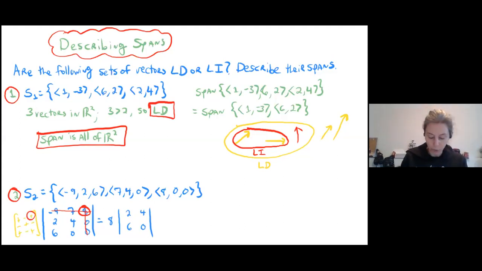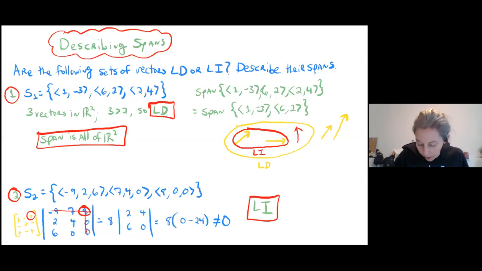Okay, now a 2 by 2 is really straightforward. So this is equal to 8 times (0 minus 24). This does not equal 0. That's the only thing that's important to me. The determinant is not 0, which means that this would reduce to I. There would be a pivot in every single column. These are linearly independent.